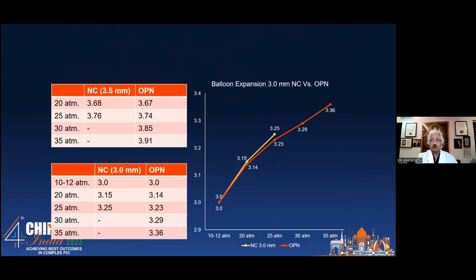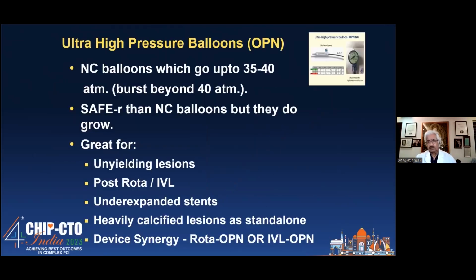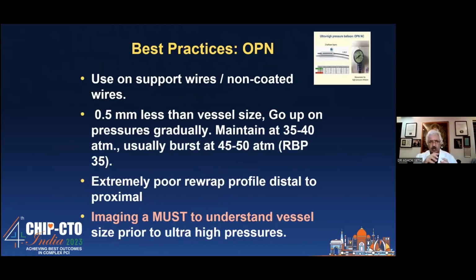The good thing is that it can withstand high pressures, but even at 35 atmospheres, a 3 millimeter OPN is going to be something like 3.35 millimeters. Therefore, perforations can happen if you don't understand the use of OPN and the vessel size. I would say it is safer than NC balloons because they work better. They take high pressures. They're great for unyielding lesions, post-rota, post-IVL, for underexpanded stents, for heavily calcified lesions, all standalone, and for device synergy when used with IVL or rota.